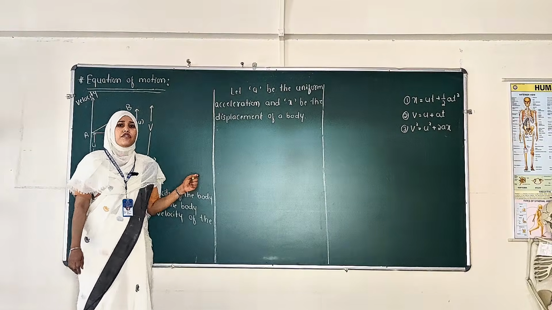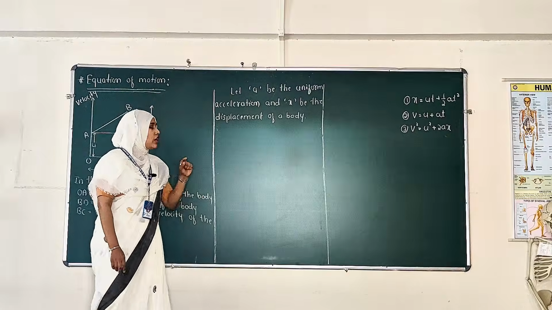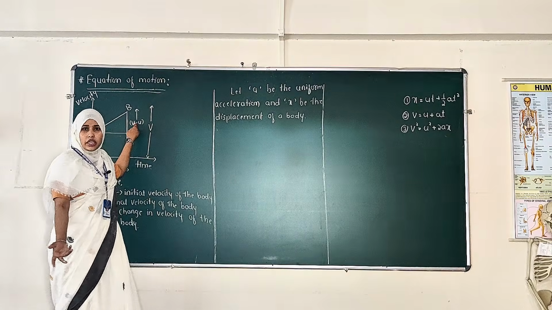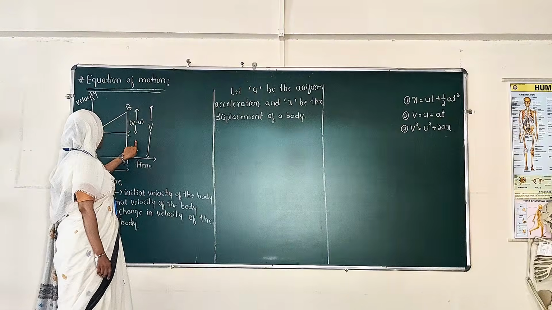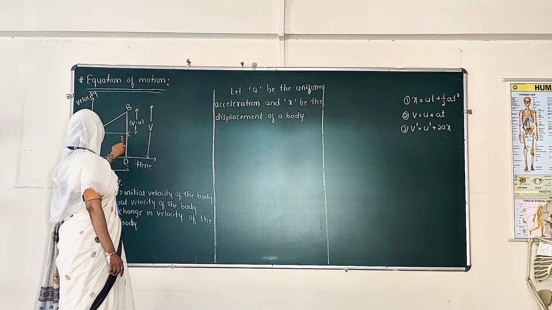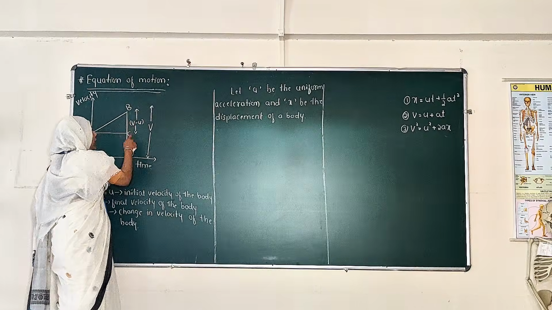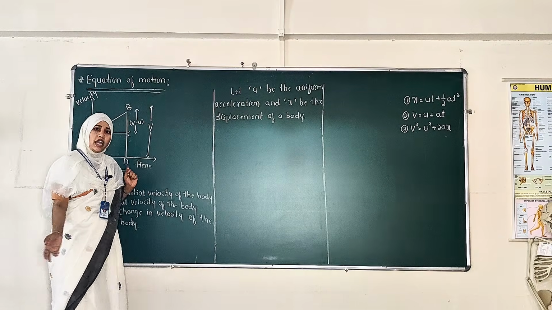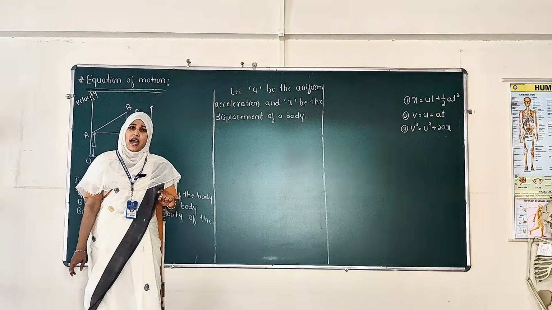The acceleration of the body is nothing but it is equal to the slope of the curve AB. You already know how to calculate the slope. The slope is nothing but height divided by base. Okay. Now simply if you calculate the slope of the curve AB, then we get the acceleration.